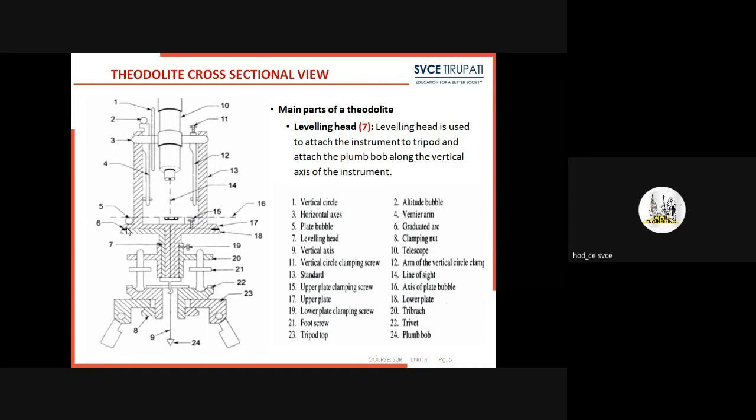Okay. Next, leveling head. The leveling head is used to place the theodolite on the tripod stand. So the tripod stand has a leveling head, right? The same will be there at the bottom of the theodolite. After placing those two one on top of the other, then we are going to lock the key. Next, clamping nut.